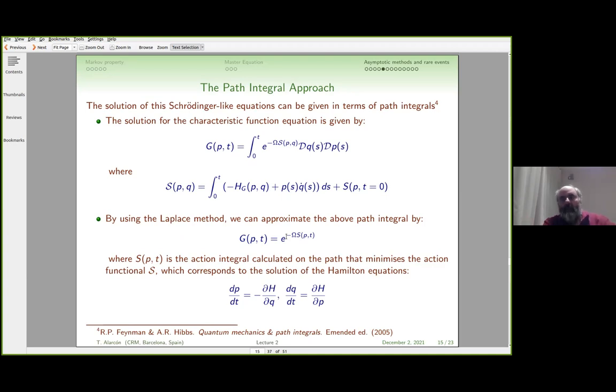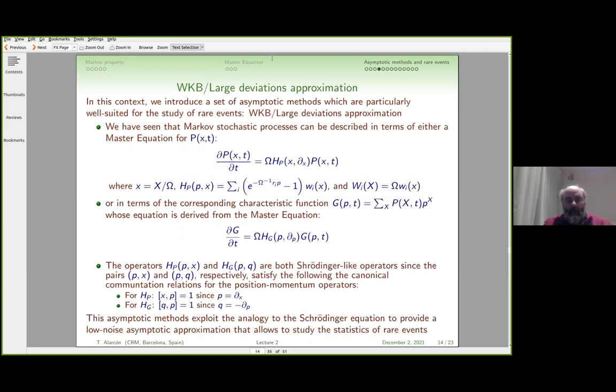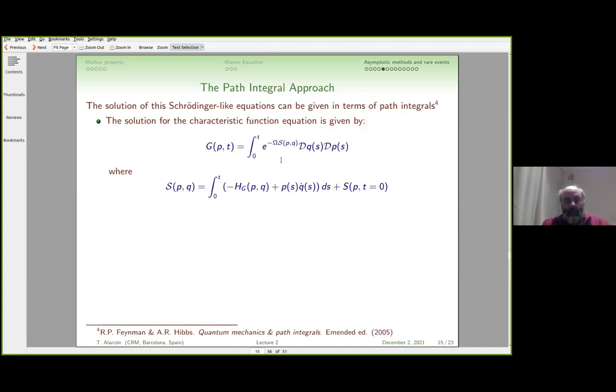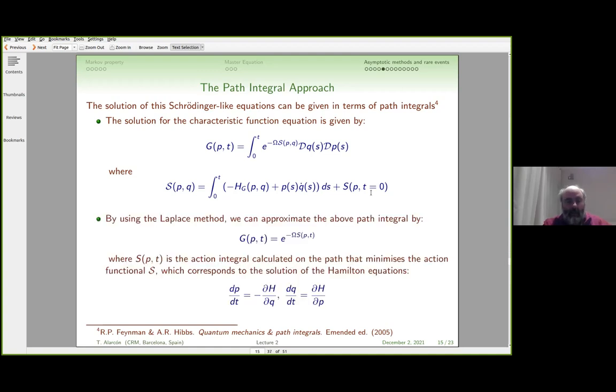So this is the general framework in which we are going to move. We are going to look at this problem here, or this problem here, which comes from our model. We can derive these Hamiltonians directly from our model, write the corresponding action functional, and then solve the corresponding Hamilton equations to find the minimum action paths.